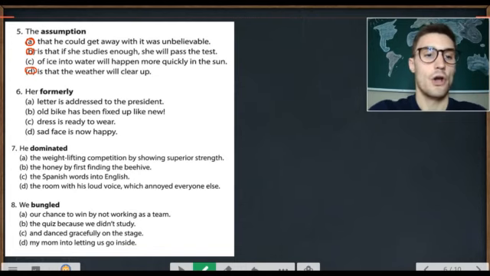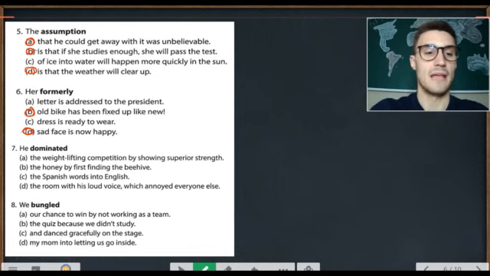Number 6. Her formerly, A. Letter is addressed to the president. B. Old bike has been fixed up like new. C. Dress is ready to wear. D. Sad face is now happy. I can see two that are correct. Her formerly, B. Old bike has been fixed up like new. Her formerly, D. Sad face is now happy.